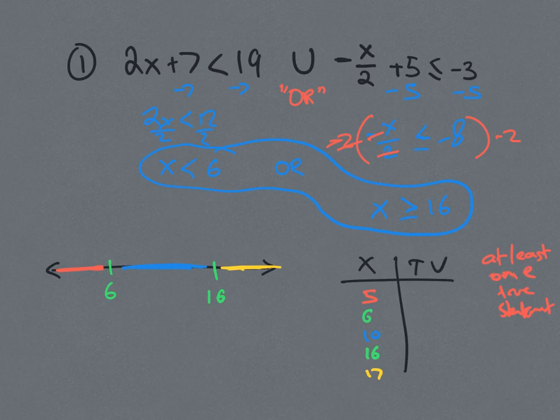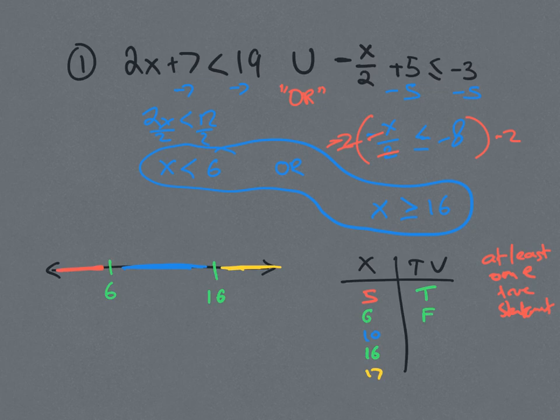Okay, so when I plug 5 in, do I get a true or false? Let's see. So when I plug 5 in, is 5 less than 6? Yep, so it's true. Because I already got one true statement, I don't even need to keep going. Okay, then I check, is 6 less than 6? No, that's not true. And 6 is not bigger than 16, so that one gets a false.